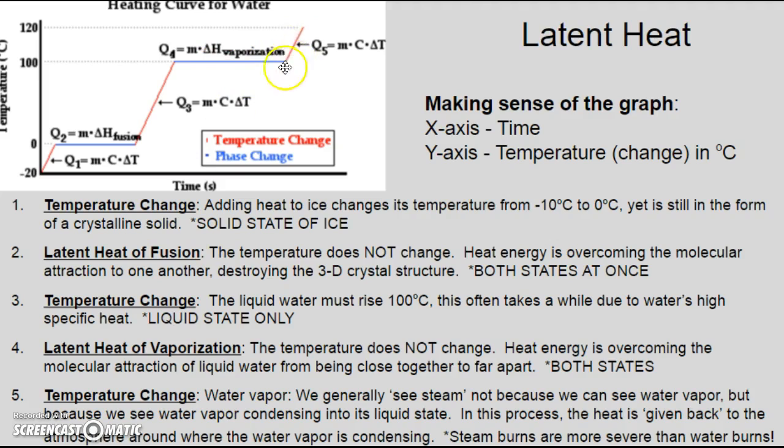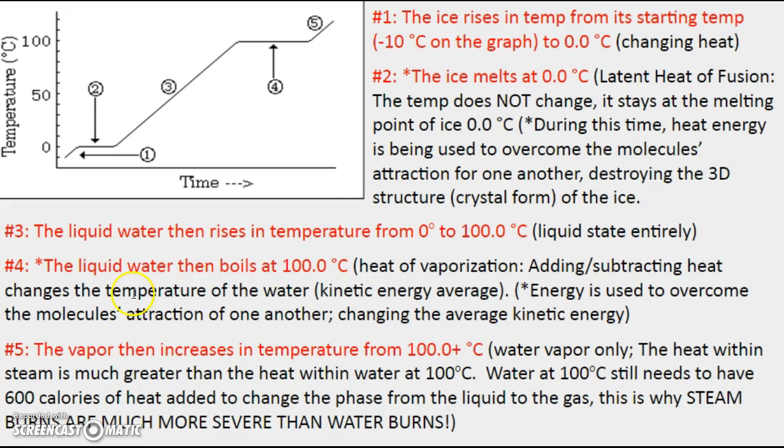And lastly, location 5, the red line here. Temperature change. This is water vapor. We generally see steam not because we see water vapor. Water vapor is actually invisible, but because we see water vapor condensing back into its liquid state. So in this process, heat is given back to the atmosphere around where the water vapor is condensing. Steam burns are more severe than water burns. We'll talk about that here in just a second.